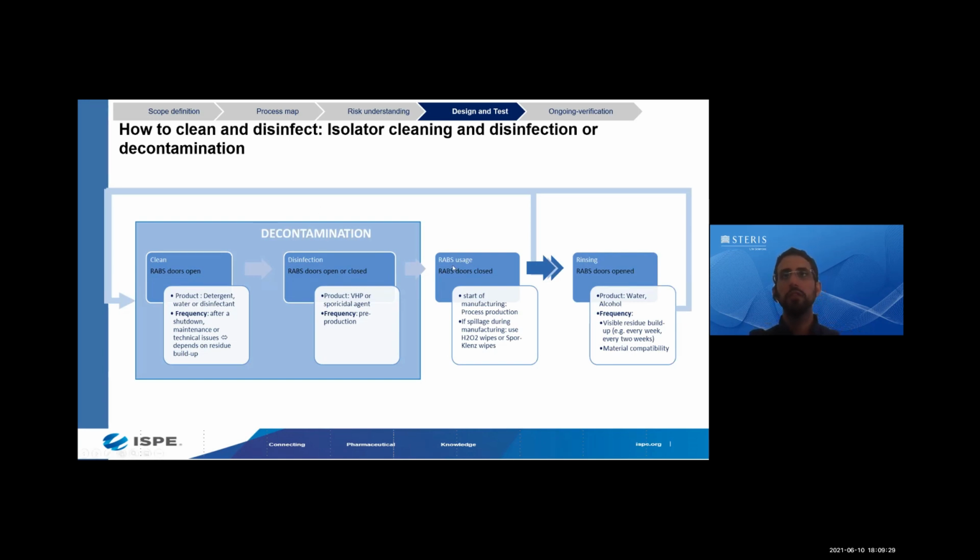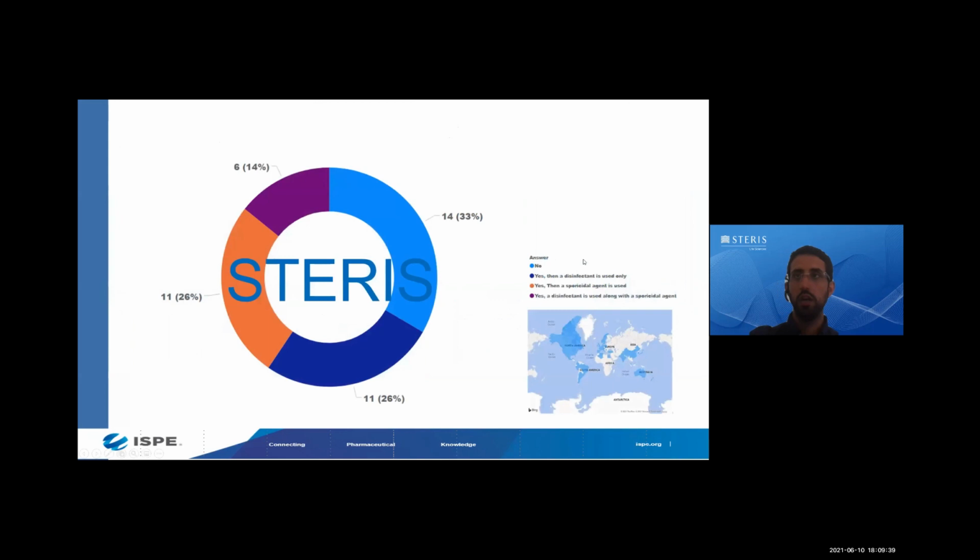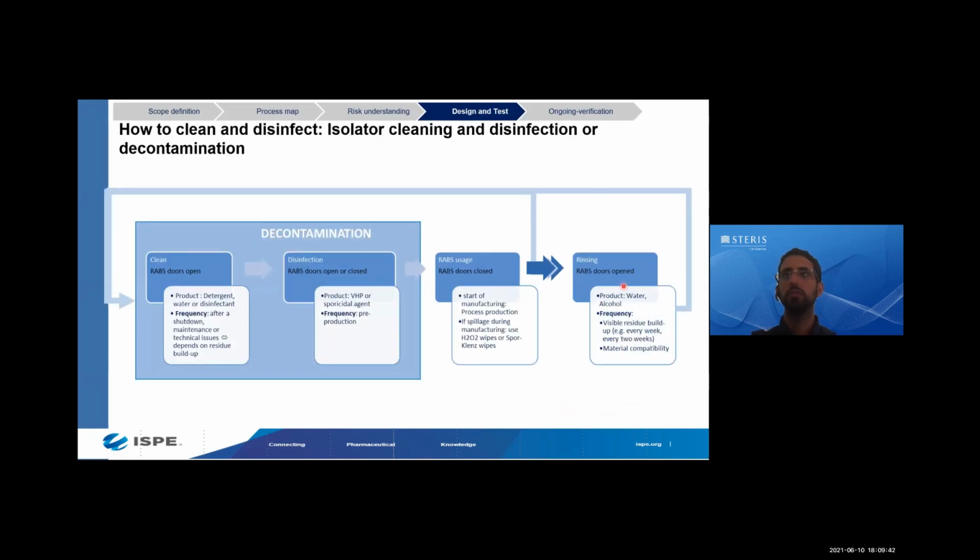Plus, you have the usage of the RABS during the process and during the production. Then we start to clean, disinfect, use the RABS, and then at a certain moment, the same way as for an isolator, you start to think about the rinsing frequency.